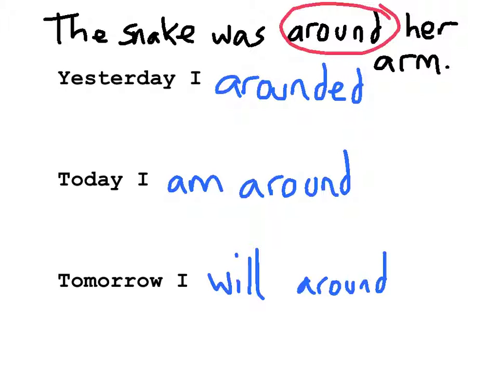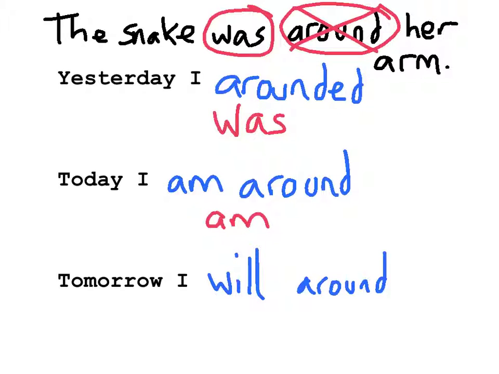So let's try was. Now, most students would not identify was as a verb, but there's no harm in testing it out. So we might say, yesterday I was. Today I am. Tomorrow I will be. 3 different forms of the same word changing with regard to time.